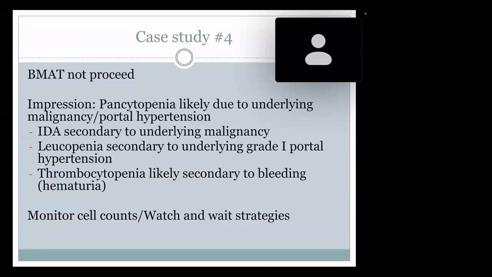Our impression at the time is pancytopenia due to the underlying malignancy, as in liver cirrhosis and hepatocellular carcinoma with portal hypertension. So we did not proceed with BMAT. Our strategy will be to monitor the cell counts and opt for the watch and wait strategy for now.